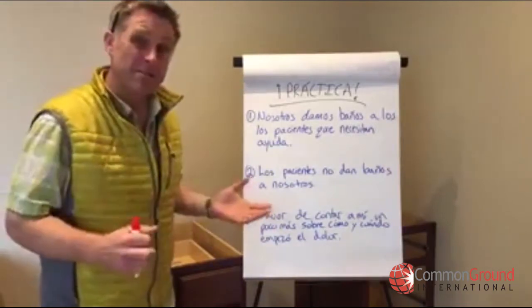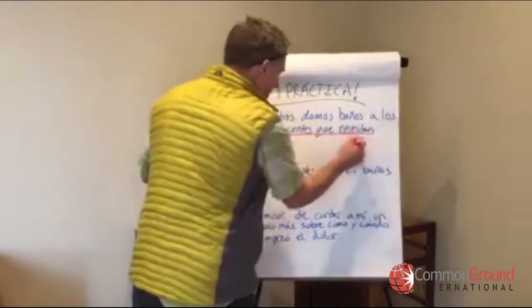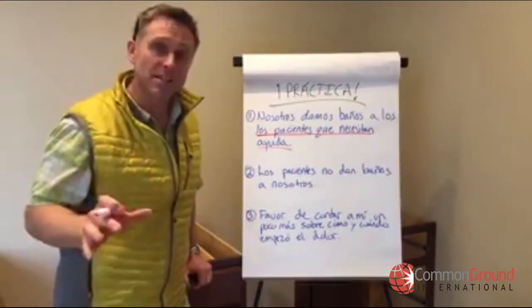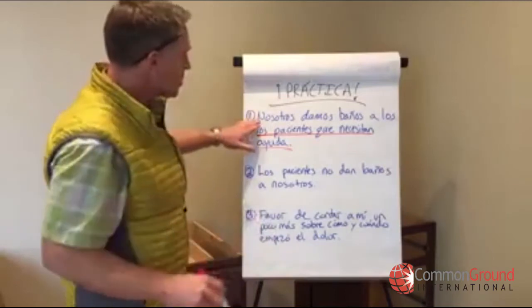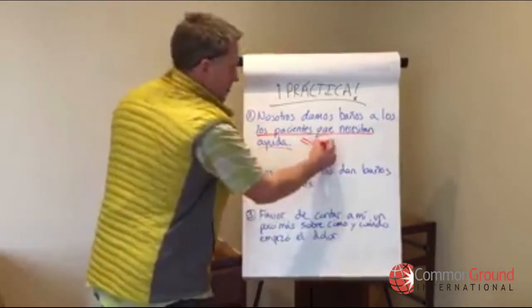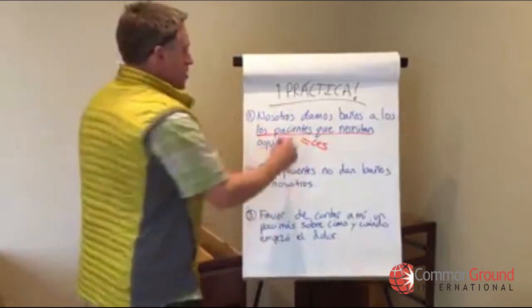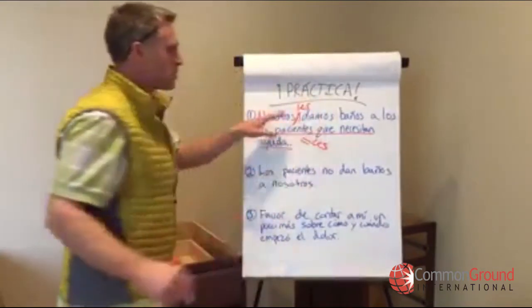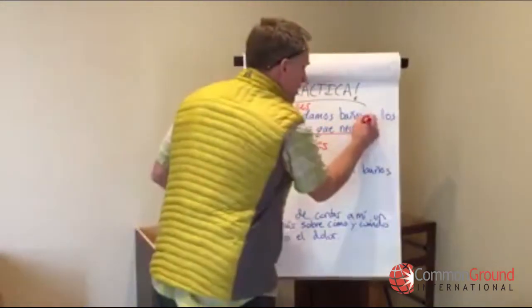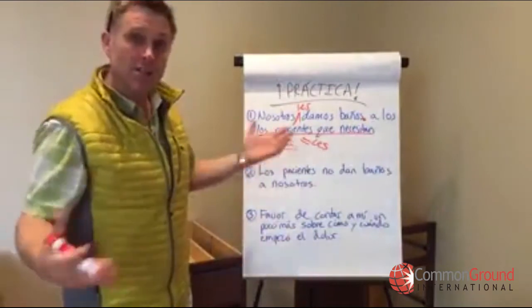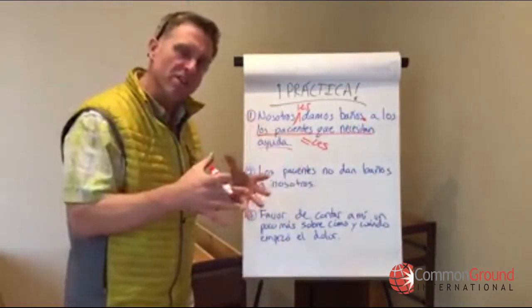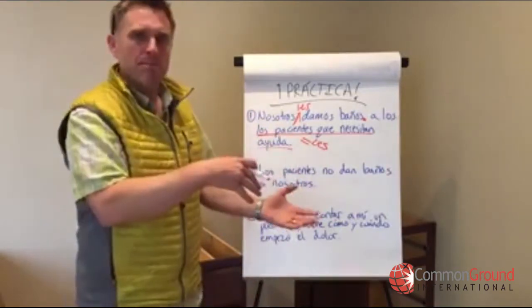First of all, what's being substituted? Los pacientes que necesitan ayuda. That's the indirect object. That's what's going to get substituted. So, nosotros, and it's going to get a les. Les, because it's plural. Nosotros les damos baños a los pacientes. Or les damos baños. It could stop right there. Nosotros les damos baños. And as long as we know we're talking about patients, we don't have to include anything else. It's just more efficient. We give baths to them.